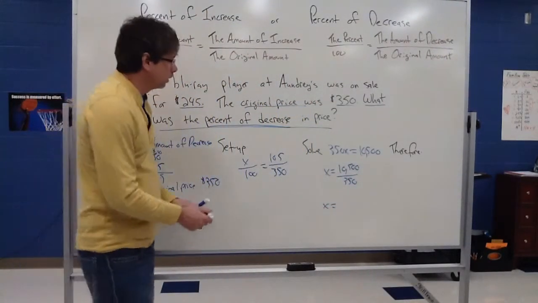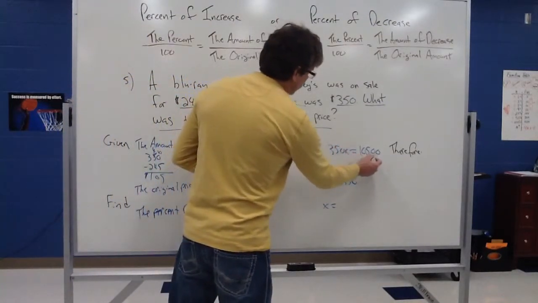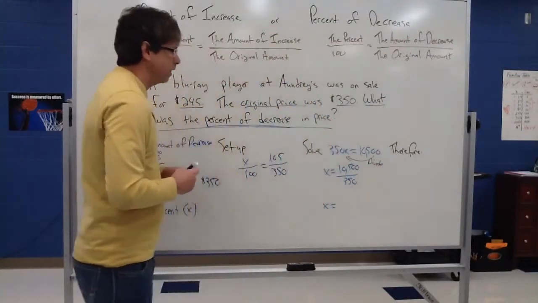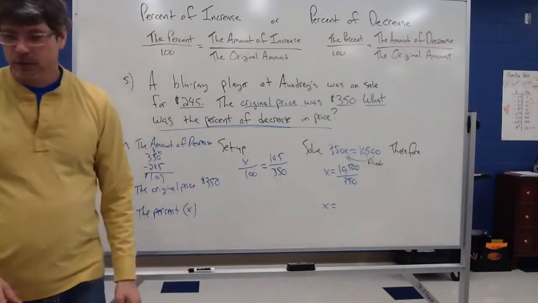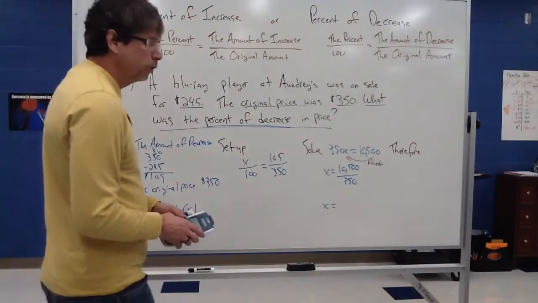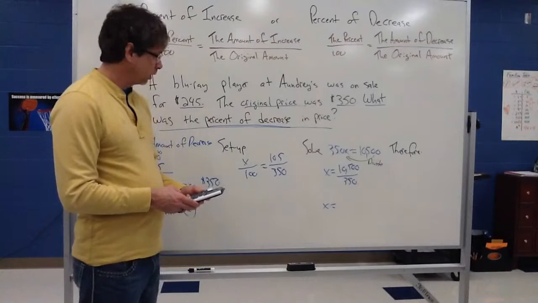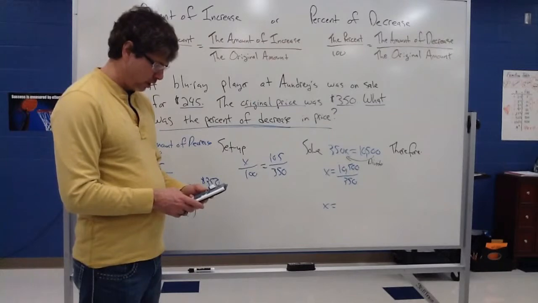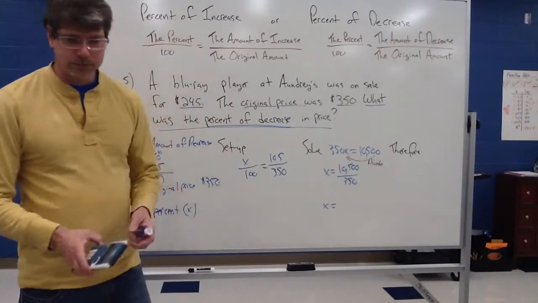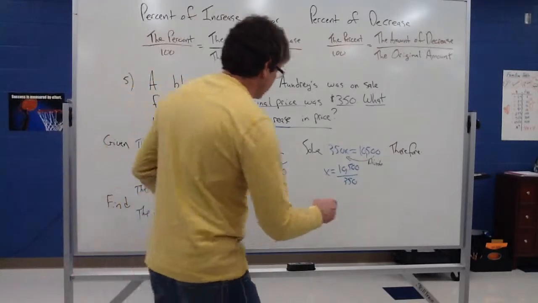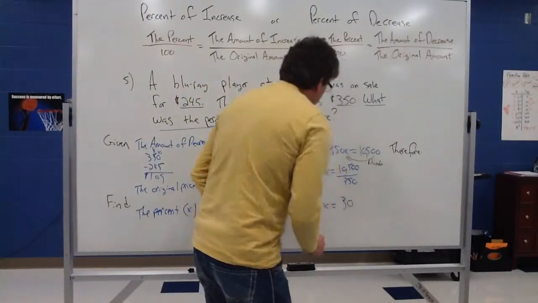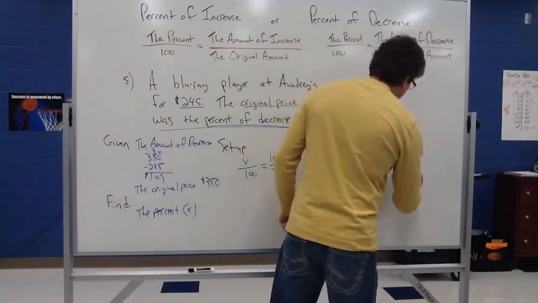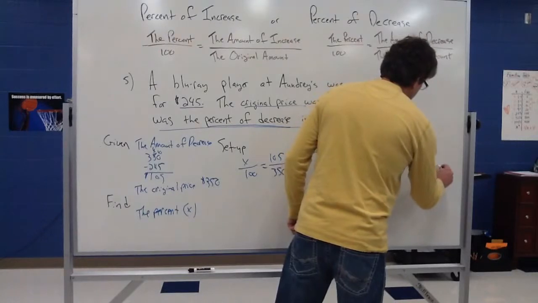So again, when I see multiplication, if I go this direction, I'm allowed to divide to find the missing piece there. Again, I'm going to use my calculator to calculate this. So 10,500 divided by 350, that's going to give me 30. So again, what I'm looking for was the percent decrease, so I have to write that as a 30% decrease.